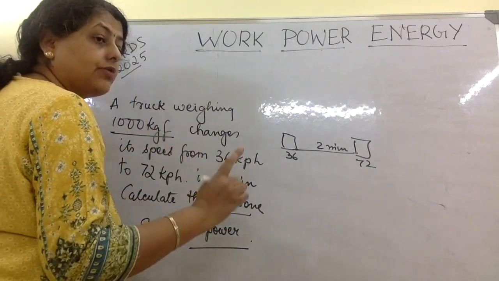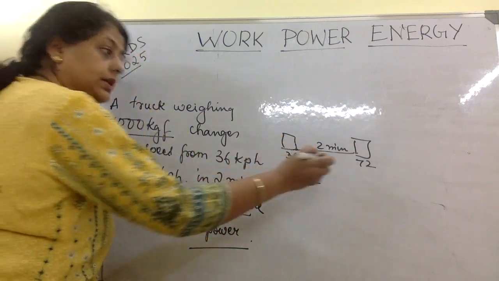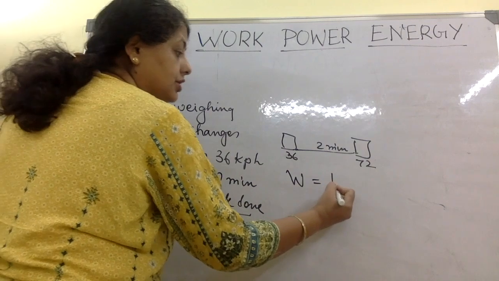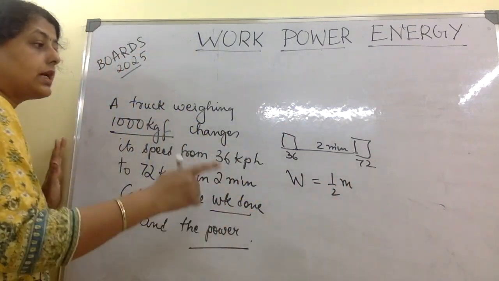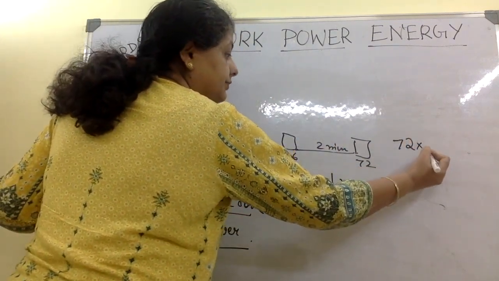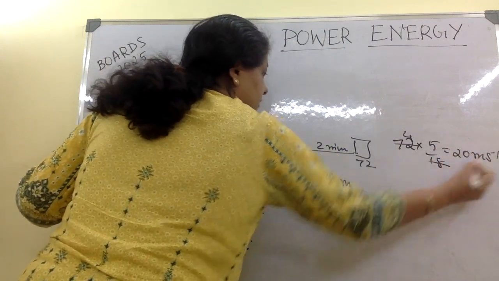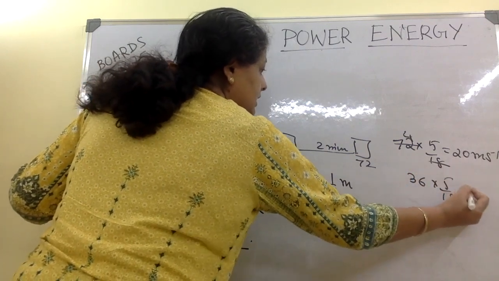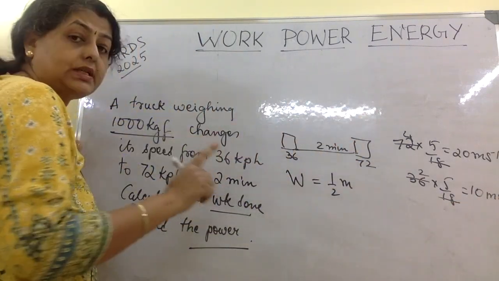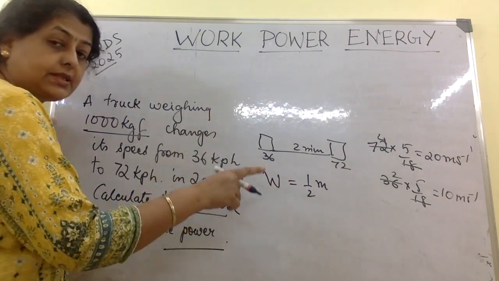Okay, very simply, there's a work energy theorem which says work is equal to kinetic energy here minus kinetic energy here. So half m, but before that we have to convert this to meters per second from kilometers per hour. 72 into 5 by 18, that is 20 meters per second, and 36 into 5 by 18 is 10 meters per second. Now we'll work with those values because kph is not SI. Meters per second is SI.